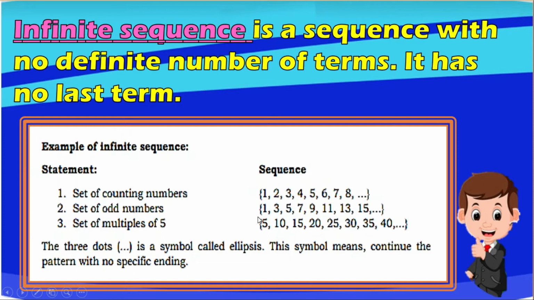Set of odd numbers, we have 1, 3, 5, 7, 9, 11, 13, 15. Okay, so the sequence continues. Set of multiples of 5, we say 5, 10, 15, 20, 25, 30, 35, 40, and it continues. The 3 dots is a symbol called ellipsis. This symbol means continue the pattern with no specific ending. Kung kanina, walang forever, dito sa infinite sequence, merong forever.